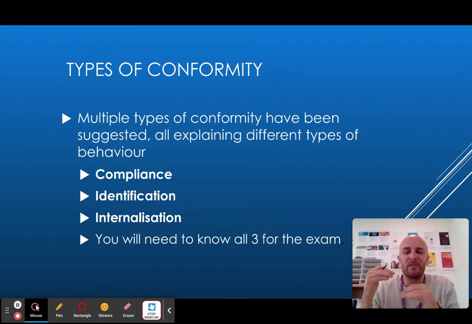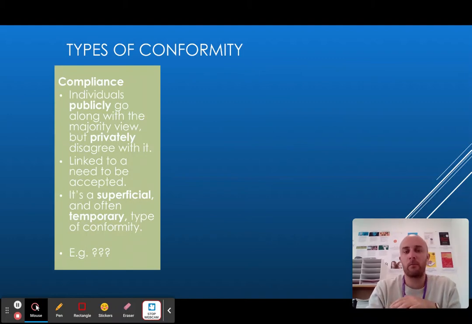And you need to know the level, the depth to which they are permanent conformity behavior. So on one hand, we've got compliance. Now, again, write this down: compliance is a low-level form of conformity. It's superficial, it's very temporary, not permanent, and it's essentially where individuals publicly go along with the majority view, but privately disagree with it, right? And it's linked to a need to be accepted.